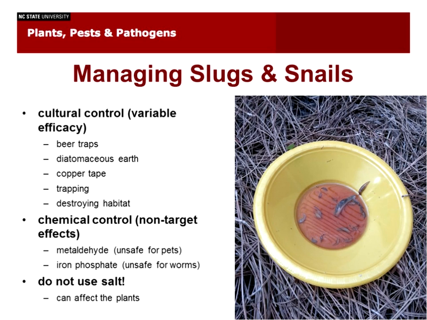Trying to put out some traps, and maybe multiple types of control methods might be key. And maybe segregate the plants that are more easily attacked, so the peppers on one side of the garden, so that you can rope off with some copper tape and then put some beer traps or something like that out.